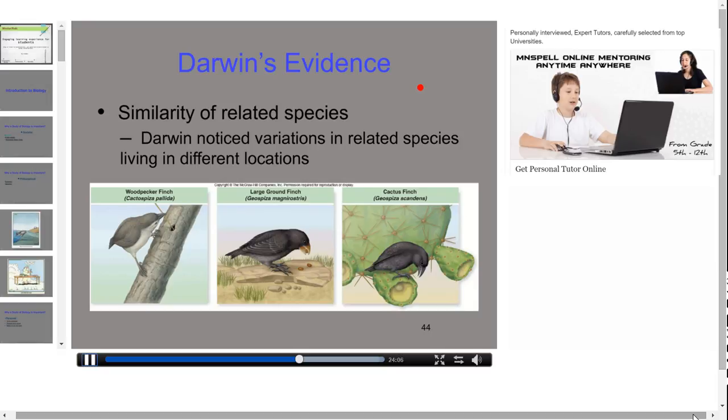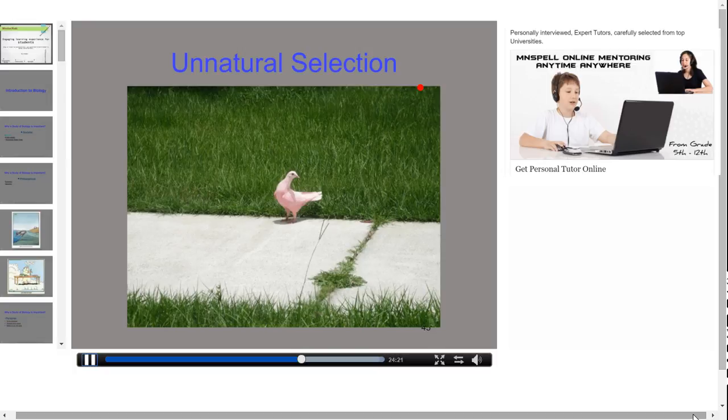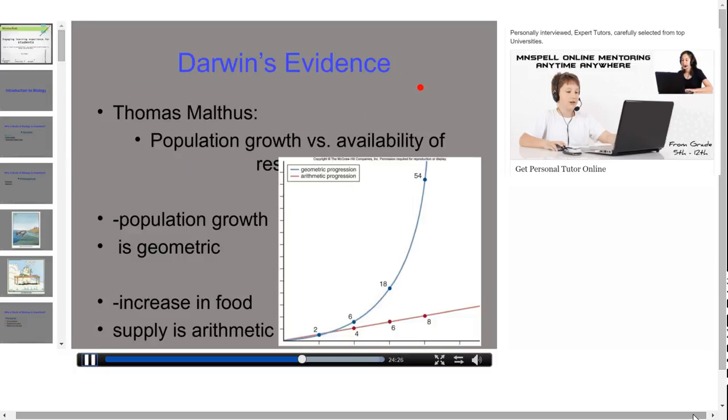This is one example. The related species. He also figured out the similarity of related species: the species are interrelated, but the differences can be due to the environmental conditions and natural selection. And Darwin's evidence was supported by the population growth versus availability idea from Thomas Malthus. Population growth is geometric, increase in food supply is arithmetic.